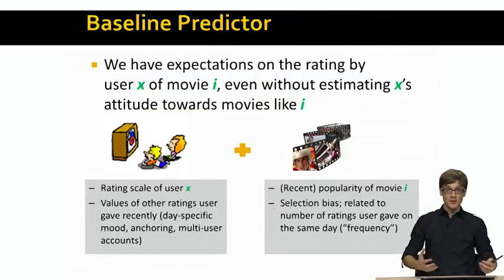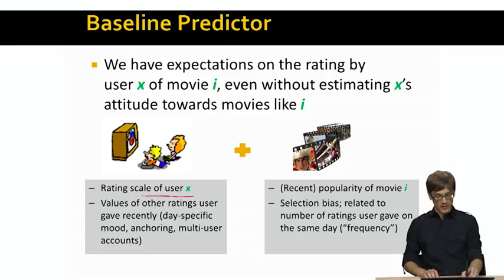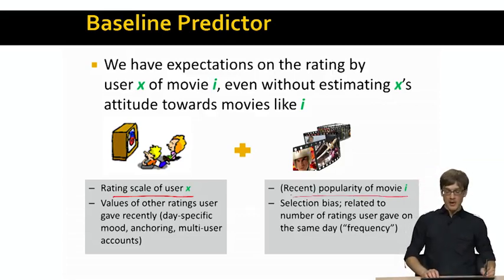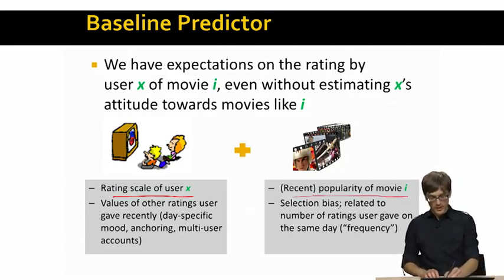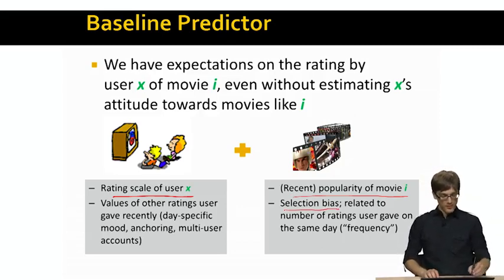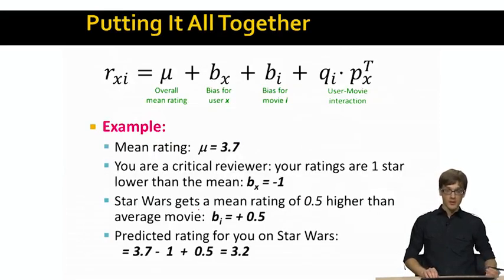And the way we can do this is to put everything together. This means that we will have an expectation on the rating by user X of movie I, even without estimating X's attitude towards the movies that are similar to I. The idea is that I want to have a rating scale for user X, and I also want to know some kind of popularity of movie I. I want a bias factor for the movie, and I also want a factor for the user. So the way we can put everything together is the following.